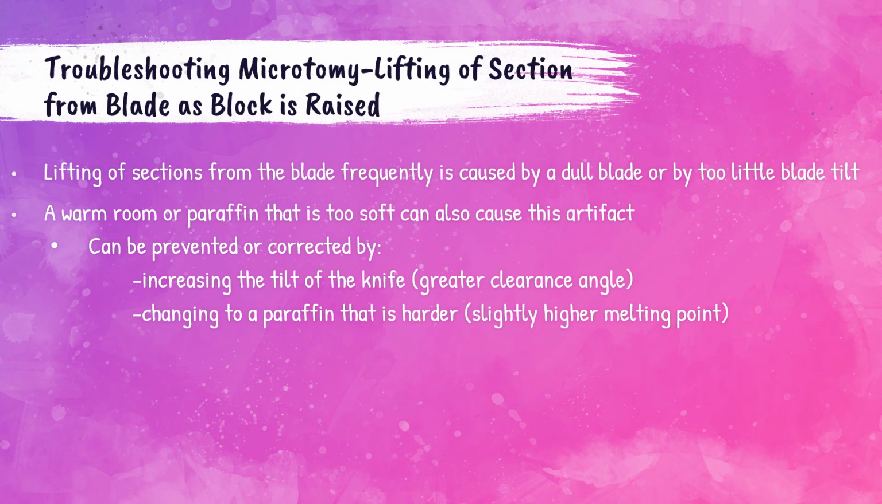Sometimes the sections lift from the knife as the tissue block is raised. Most frequently, this is caused by either a dull knife blade or by too little of a tilt of the knife. This can also be caused by too warm of a room or by paraffin that is too soft. This error can be prevented by creating a greater clearance angle by increasing the knife tilt, or by changing to a harder paraffin with a slightly higher melting point.